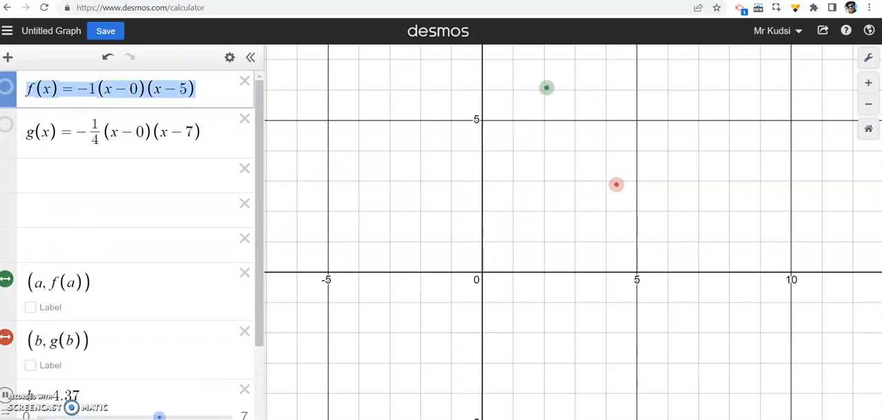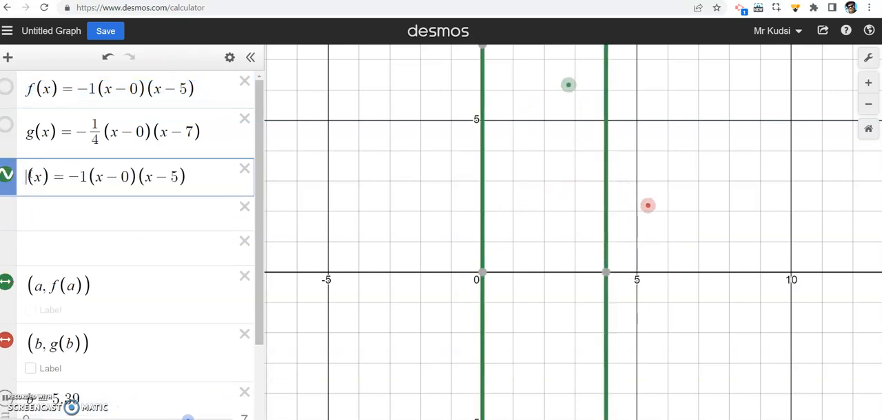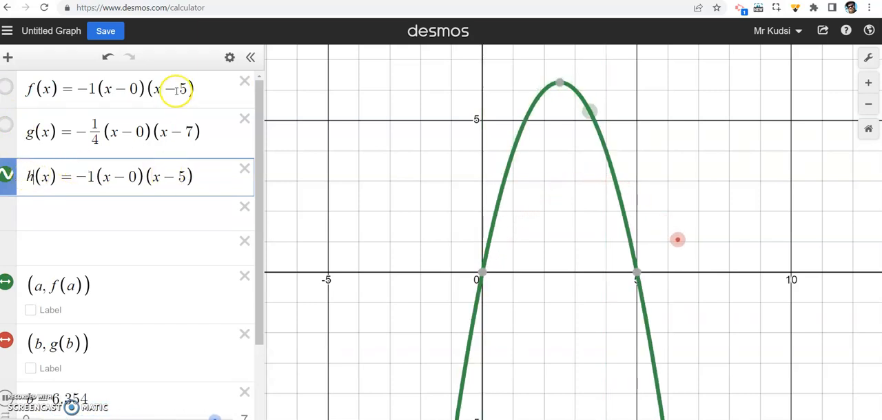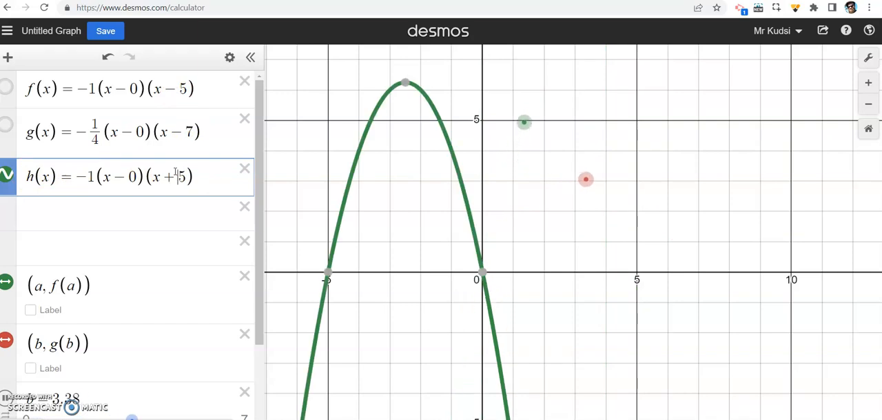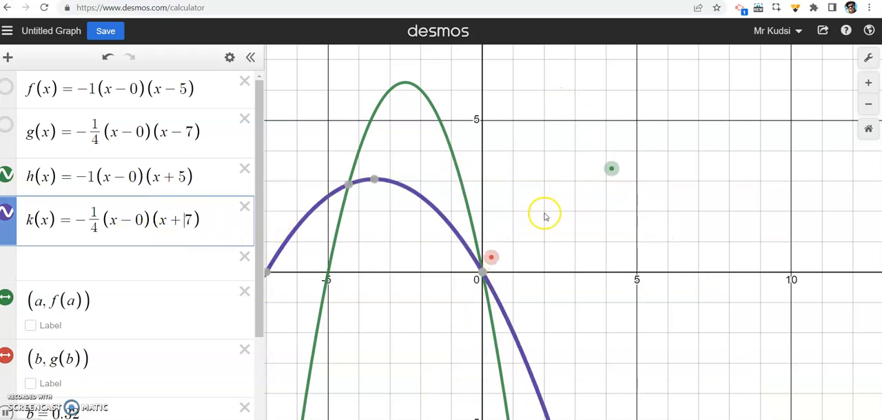I can copy the F equation, paste it. I need a new name for it. So I used F, G, H. Let's use H. And instead of -5, I'm going to change that to +5. Now that's on the other side. Same thing with G equation. I'm going to copy G, paste it. Now I can't call that G anymore. F, G, H. I can use I. I'm going to use K. And again, I'm going to change that to the opposite. And all it does is instead of being over the 7, it's now on the opposite side.